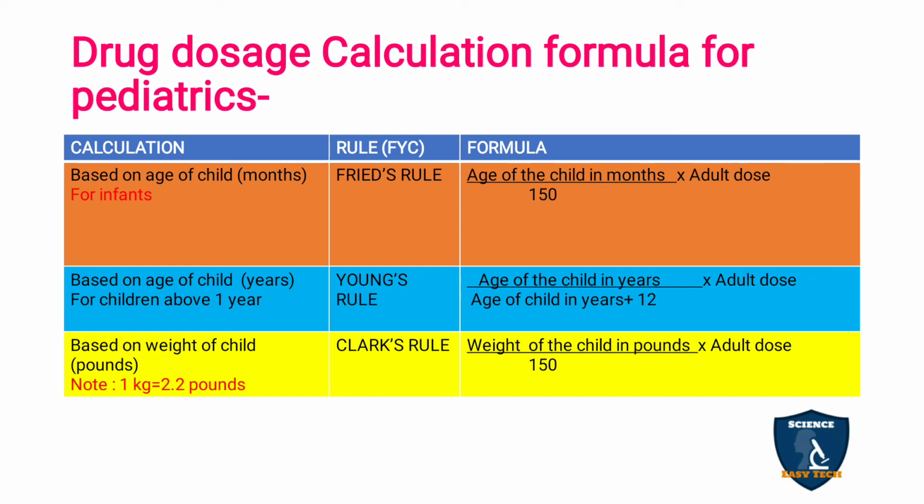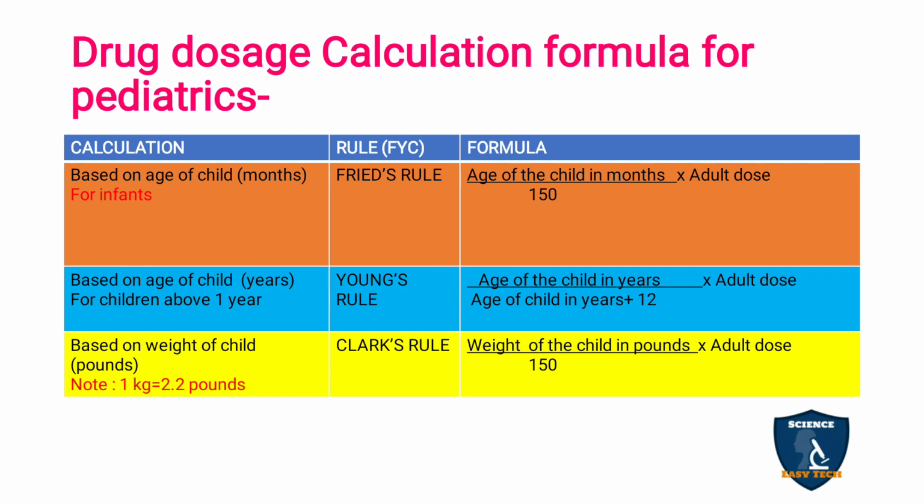Suppose the child is 11 kgs. 11 into 2.2 is equal to 24.2. You have to apply this in the formula. You should not apply 11 into adult dose divided by 150, because the drug dosage will be wrong. So convert the 11 kg into pounds, which becomes 24.2, and then apply 24.2 divided by 150 into adult dose.